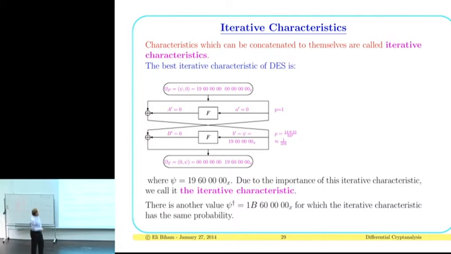So, here it is. You see the characteristic with this difference, with this psi. Actually, there are two psis with this probability. The other one is listed here. It's best to use both when we make analysis in some way, and skip it now. Okay, and we can iterate it as many times as we wish.